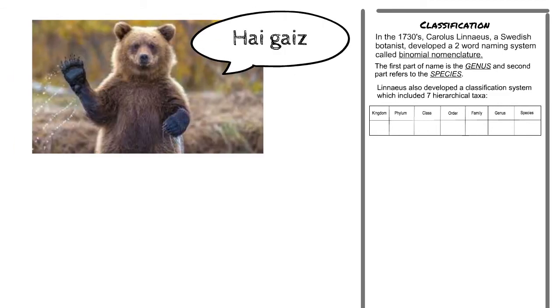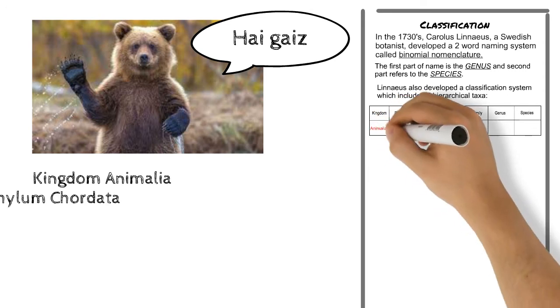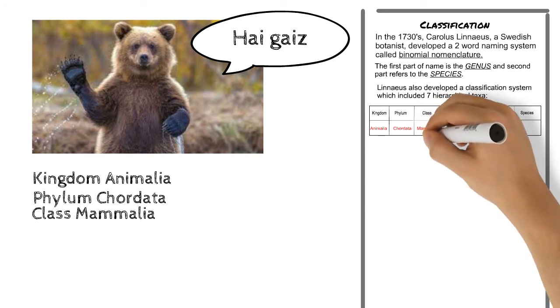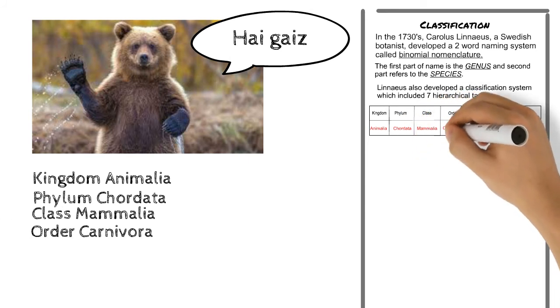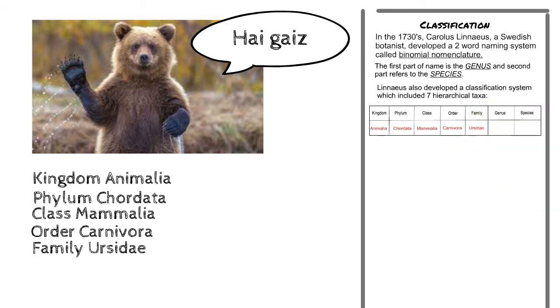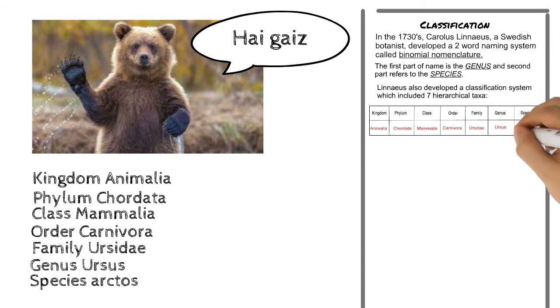So if we were to take a grizzly bear and classify it, it would be kingdom Animalia, phylum Chordata, class Mammalia, order Carnivora, family Ursidae, genus Ursus, and species arctos.